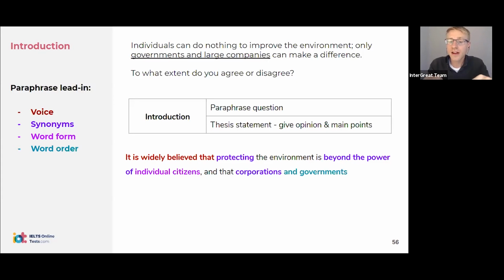So it's quite important that, you know, you don't try to change every word, because some words don't have exact synonyms, right? Like a government, it's difficult to find an exact synonym for that. So I would keep governments the same, but we can still paraphrase by changing the word order here, corporations and governments. Okay. So it is widely believed that protecting the environment is beyond the power of individual citizens, and that corporations and governments, very good, solely, here I've said alone.